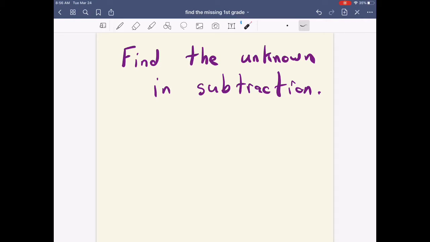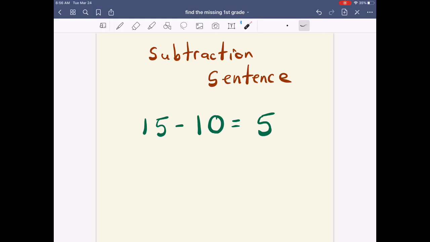It's me, Mr. Green. Today, we're going to be finding some unknowns in subtraction sentences. I can't wait. I love finding unknowns. All right, so first, this is what a subtraction sentence looks like.